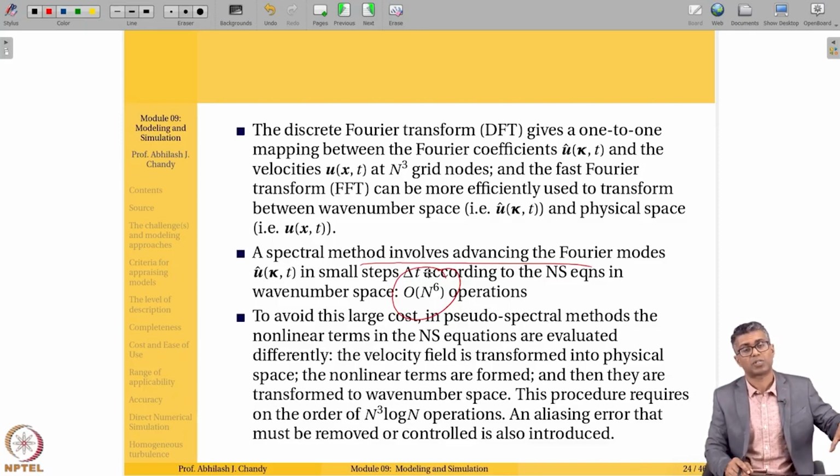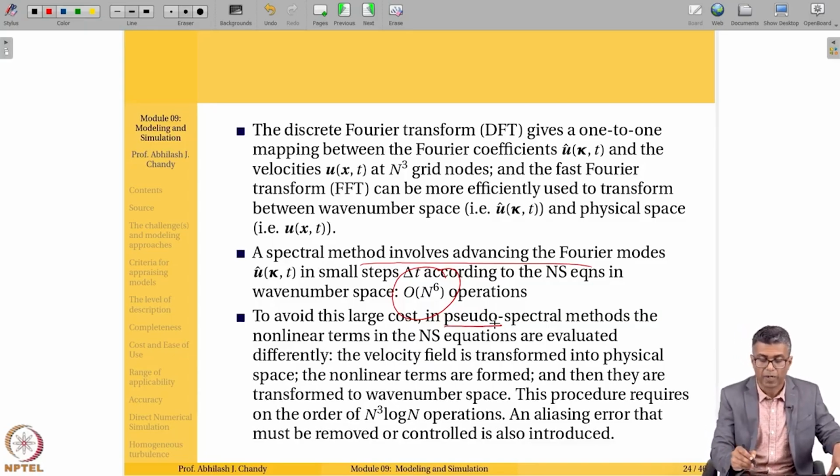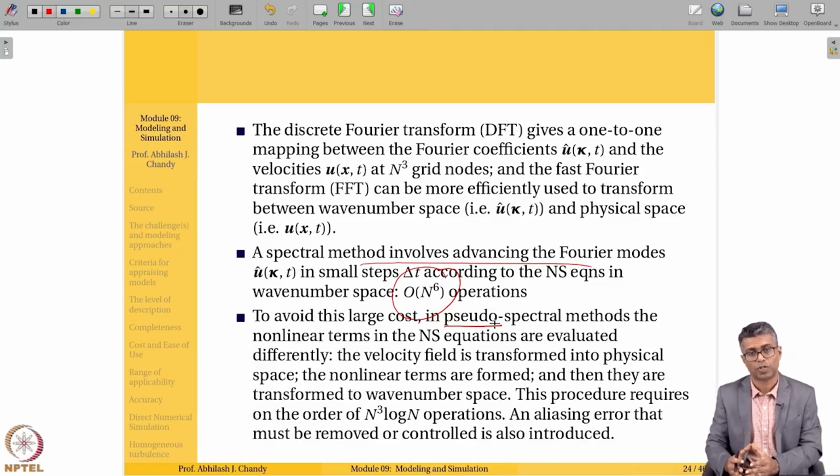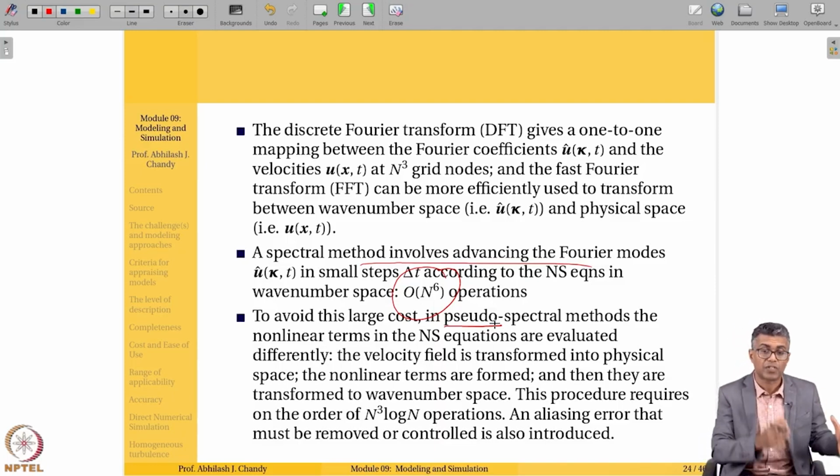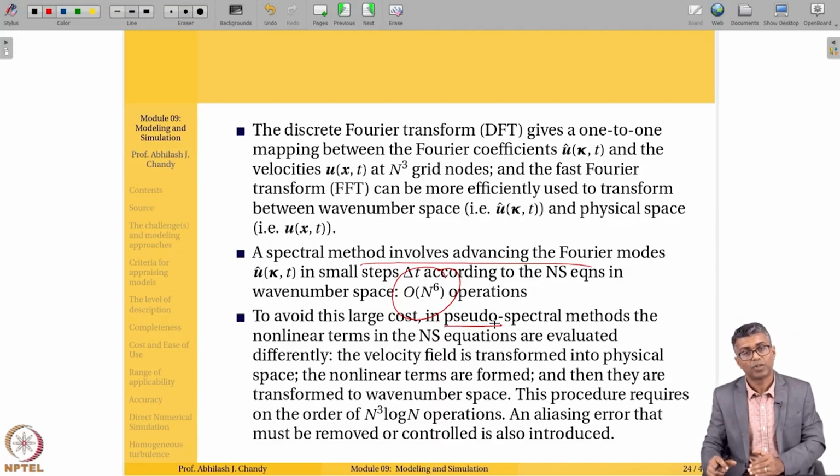So to avoid this large cost, we have pseudo-spectral methods, and it's called pseudo-spectral because it is not fully spectral. The way we do that is the nonlinear terms in the Navier-Stokes equations are evaluated differently. We have these Navier-Stokes equations in Fourier space. What we do is we take the nonlinear terms, the convection term or the inertia term, back into physical space by taking the inverse Fourier transform, evaluate that in physical space, then transform back into Fourier space and solve it along with the equations. That is why they are called pseudo-spectral methods, because they are not fully spectral.